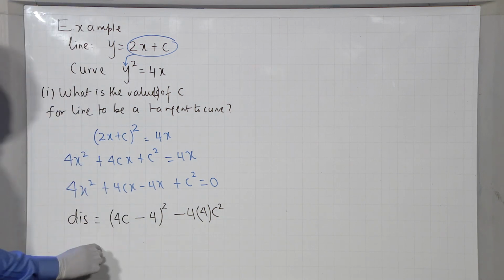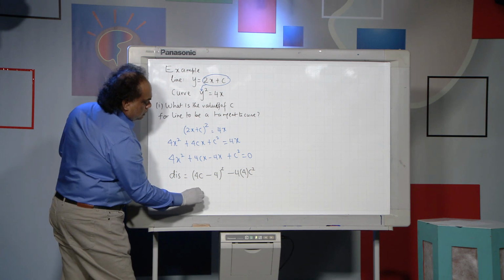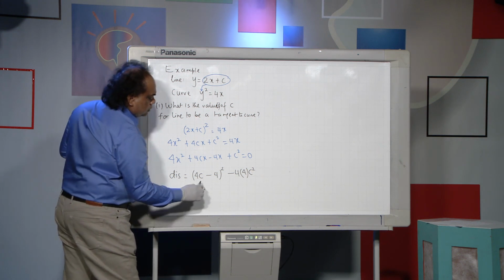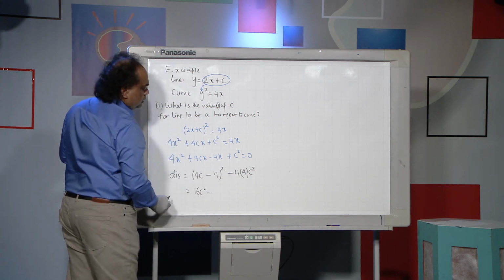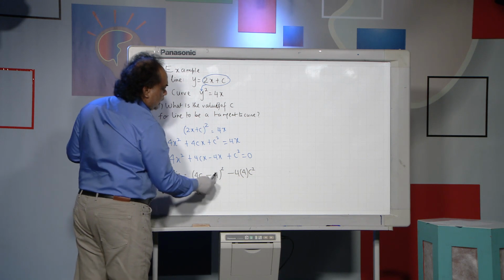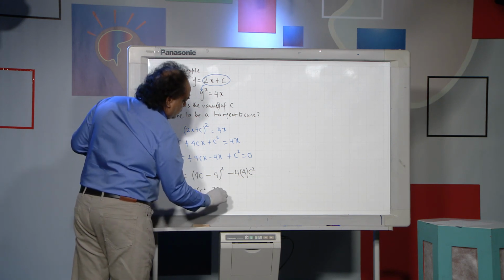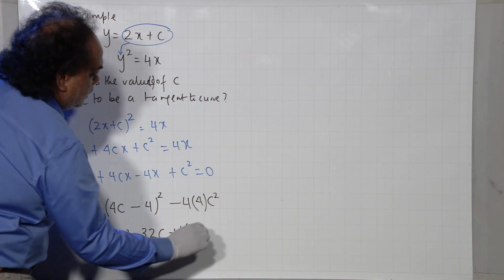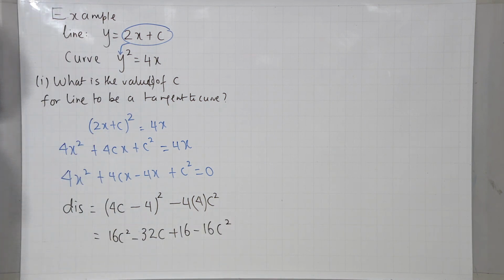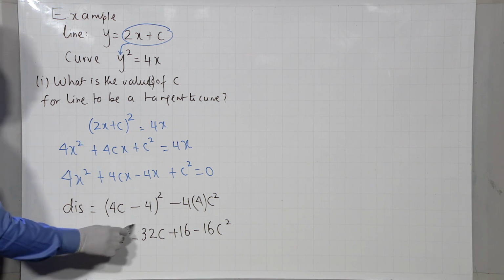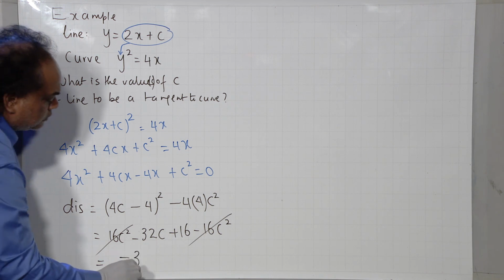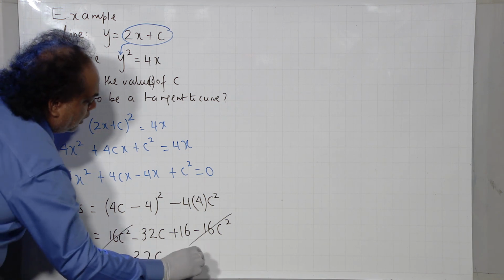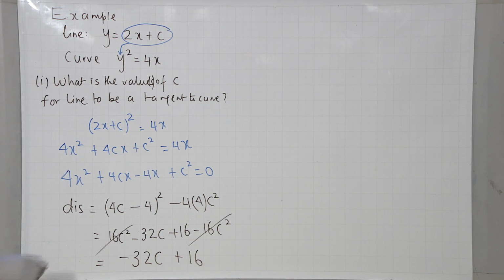Let us simplify. So this becomes 16c squared minus, if we expand this bracket, 2 times 4, 8, 8 times 4, 32c plus 16 minus 16c squared. So we see that we have plus 16c squared minus 16c squared. This gives us minus 32c plus 16. That's the discriminant.